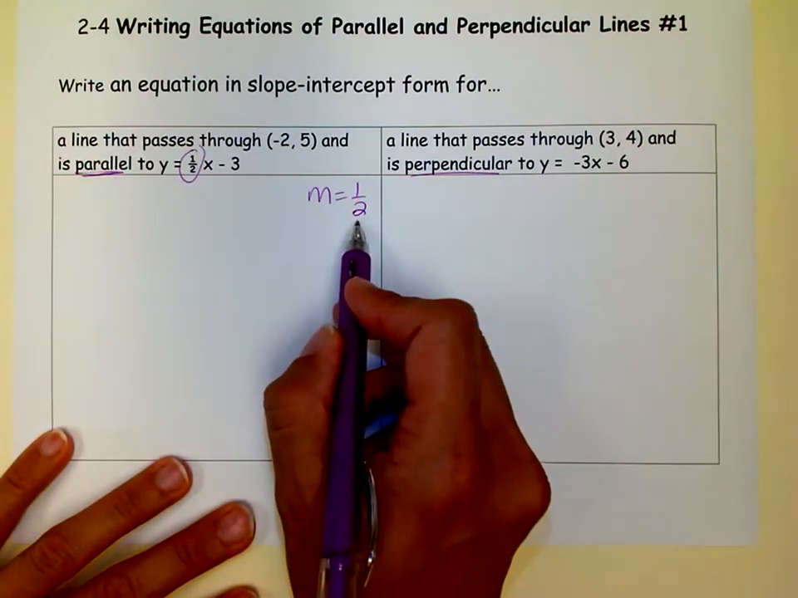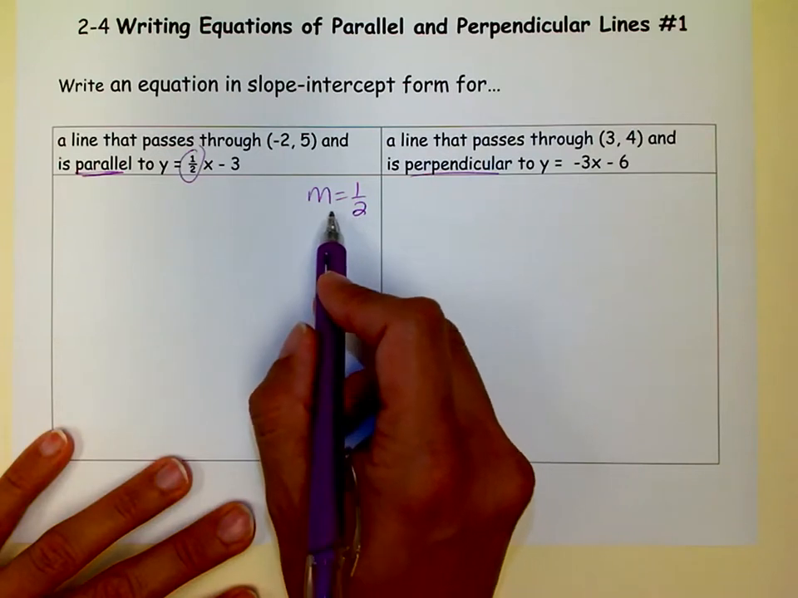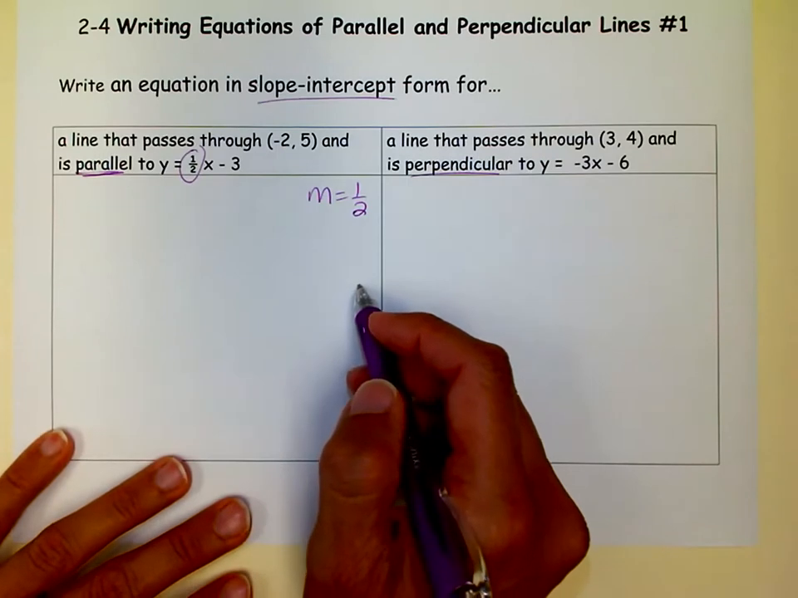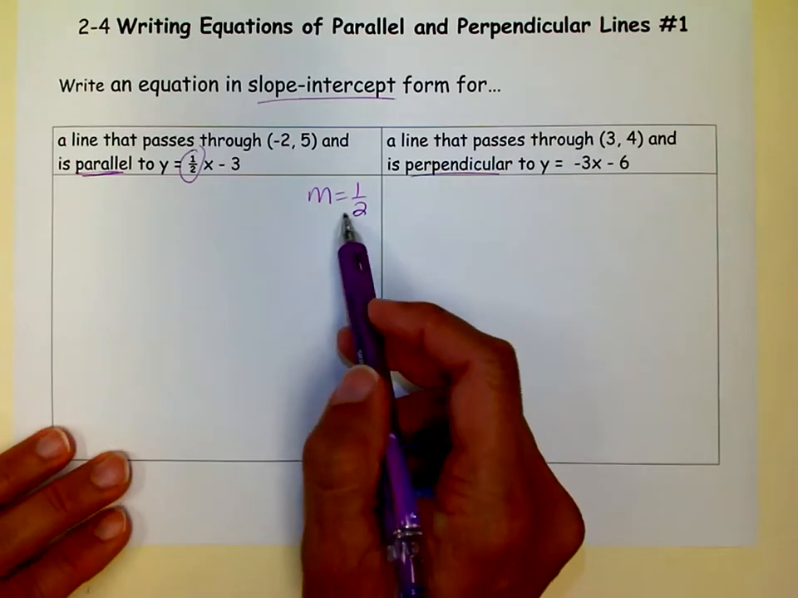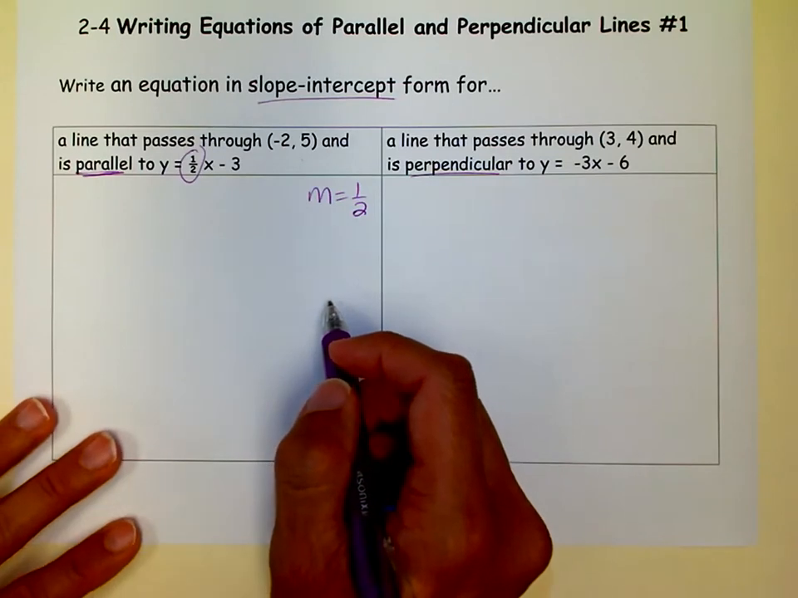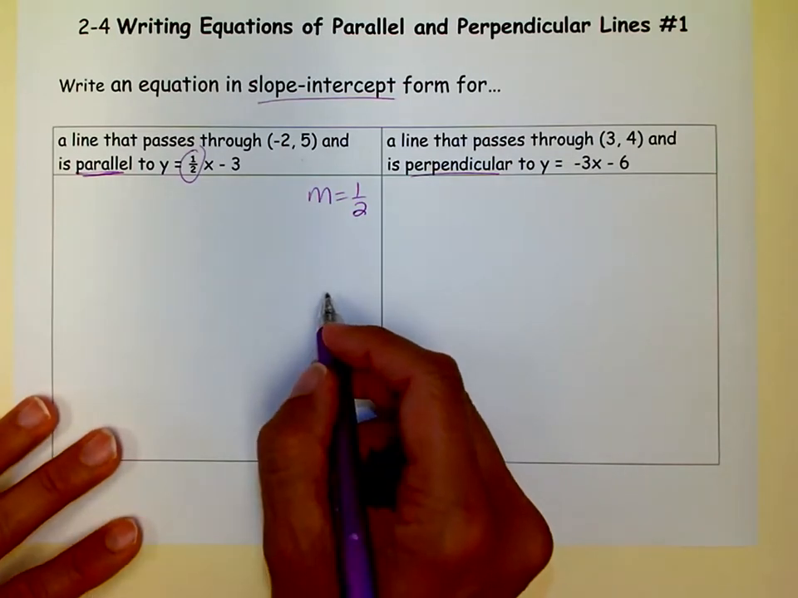If you want to write an equation of a line, you have to have a slope and a point, or a slope and a y-intercept. They're asking us to put these in slope-intercept form, so we're going to have to get y alone. But to begin with, if they give us a slope and a point, it's always easiest to use the point-slope form of a line when you're given a point and a slope.